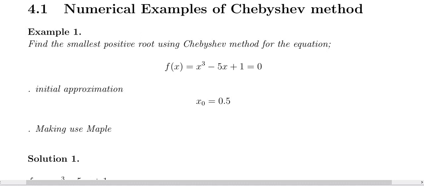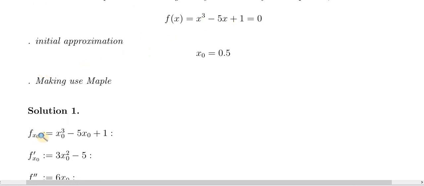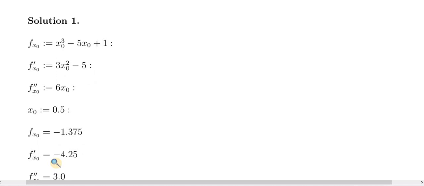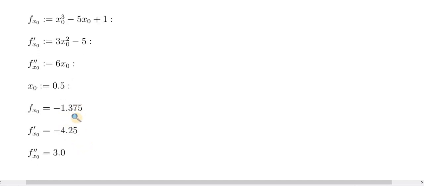Making use of Maple, we express the function f of s at s naught as s naught raised to power 3 minus 5 s naught plus 1. Differentiating f of s naught, we have 3s raised to power 2 minus 5, and differentiating again we have 6s naught. At our initial approximation, s naught equals 0.5, we substitute 0.5 into f of s naught, f prime of s naught, and f prime prime of s naught, and we have the following values: minus 1.375, minus 4.25, and 3.0.